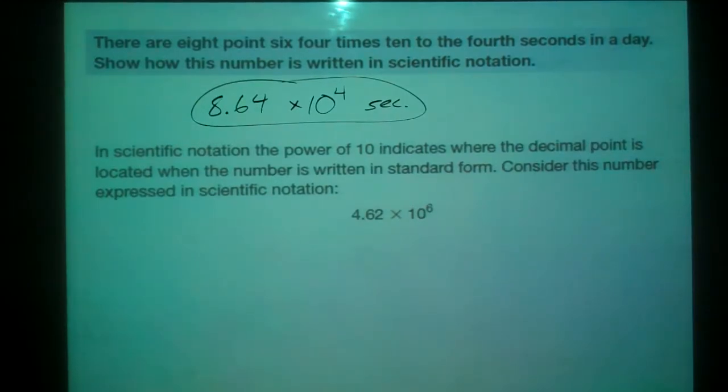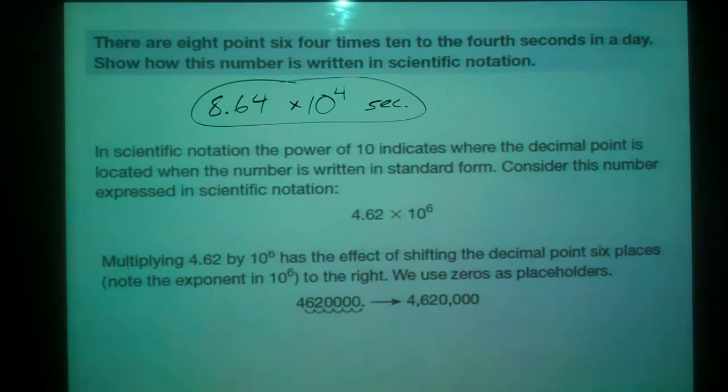Okay. In scientific notation, the power of 10 indicates where the decimal point is located when the number is written in standard form. Consider this number expressed in scientific notation. As I was showing you earlier, multiplying 4.62 by 10 to the 6th has the effect of shifting the decimal point 6 places. Yep, so note the exponent is 6 to the right. We use zeros as placeholders, okay?